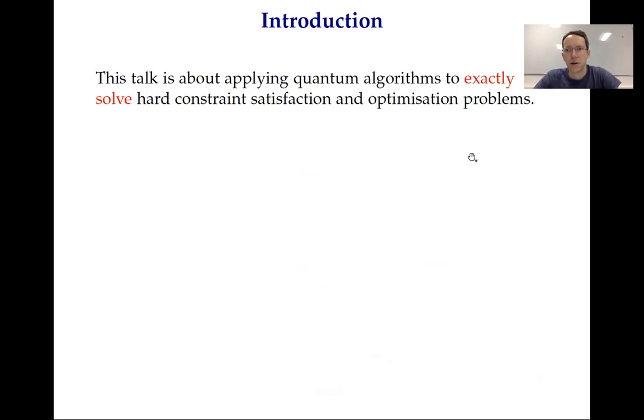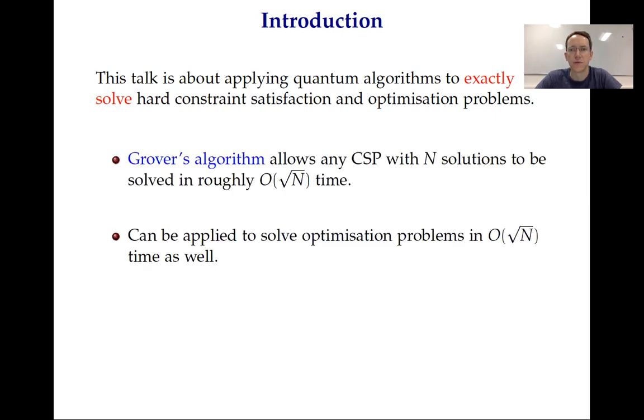As I just said, we want to exactly solve hard CSPs and hard optimization problems. The most famous algorithm in quantum computing for addressing this task is Grover's algorithm, which goes back a long way now. This algorithm allows any constraint satisfaction problem with N solutions to be solved in about square root of N time. So we get a square root speedup compared with classical exhaustive search over the solution space. We can also apply this algorithm to solve optimization problems in about square root of N time as well.